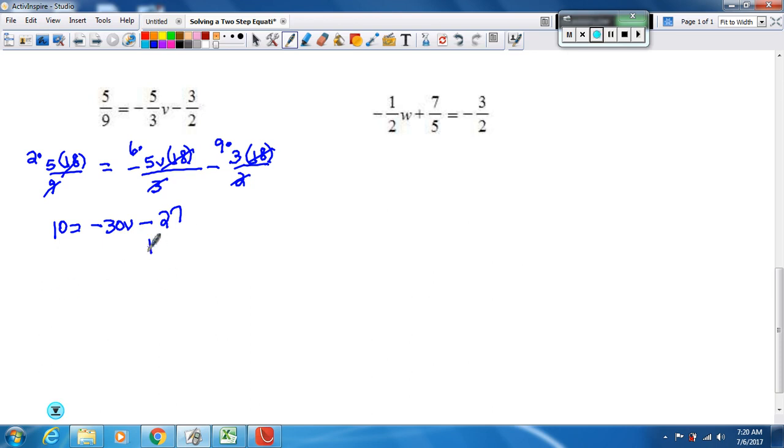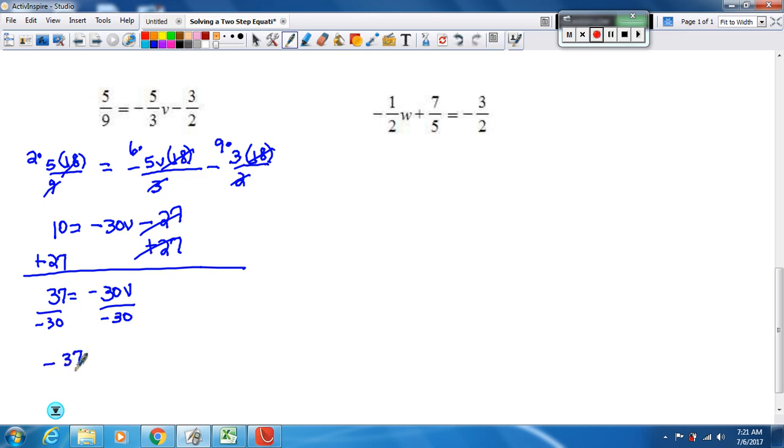Okay, I have to add 27 to both sides. So I get 37 equals negative 30v. The opposites cancel. This is negative 30 times v, so the opposite of times is divide. So divide both sides by negative 30. Okay, 37 over 30, that does not simplify because 37 is a prime number. So I usually just move the negative out front. It really technically doesn't matter if it's on the bottom, top, or front, just as long as you have one of them. So that's the answer to that one.